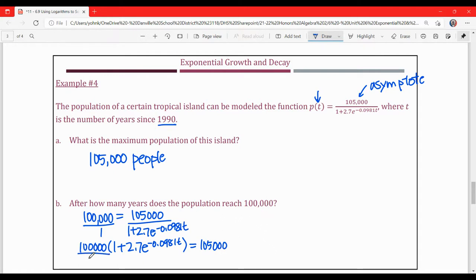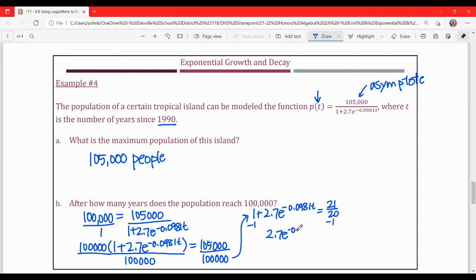I can divide both sides by 100,000. So this leaves me with 1 plus 2.7 e to the negative 0.0981t equals, and 105,000 divided by 100,000 is 21/20ths if I simplify it. Then I can subtract 1 from both sides. So 2.7 e to the negative 0.0981t equals, and 21/20ths minus 1 is actually 1/20th.